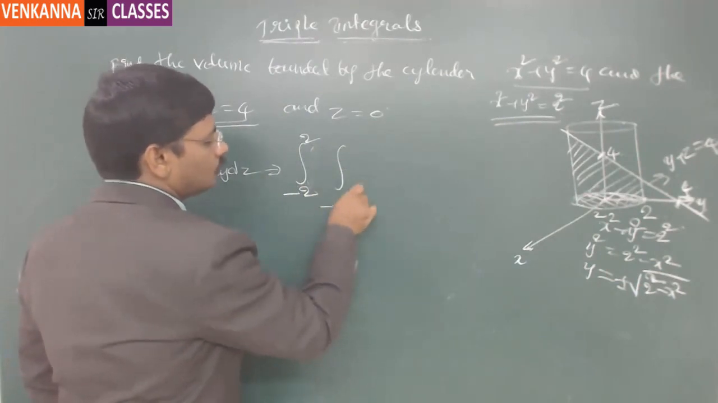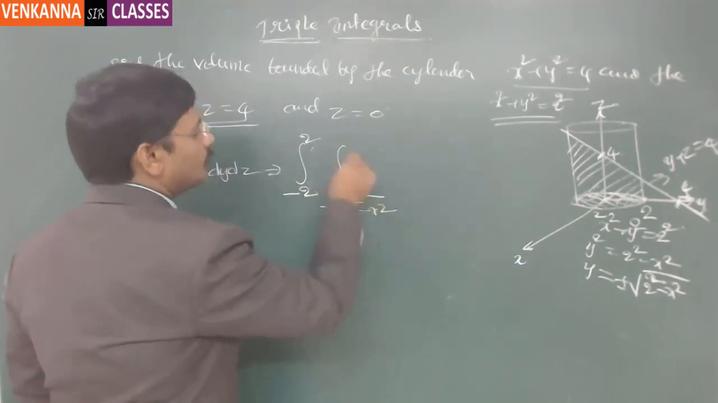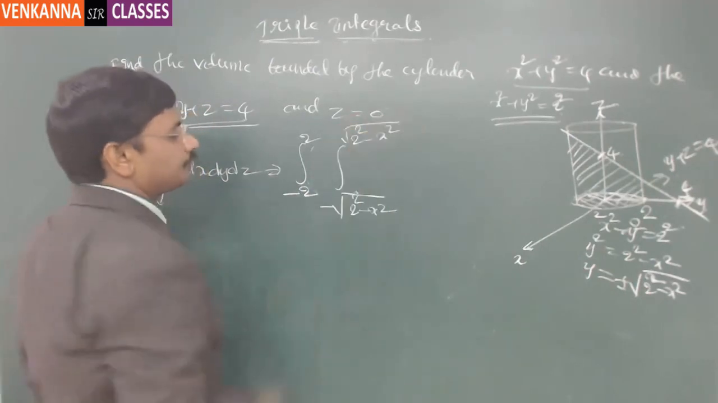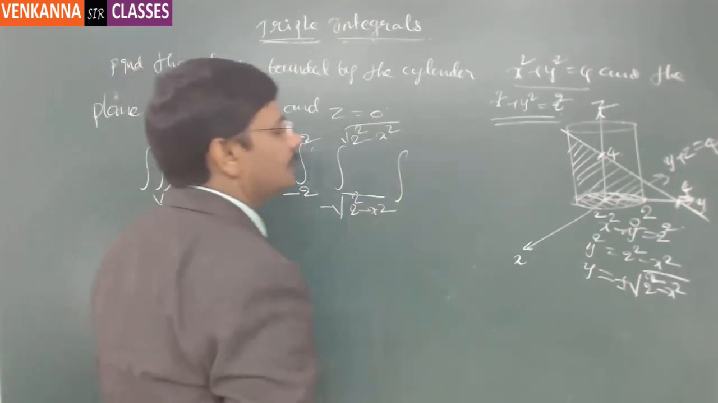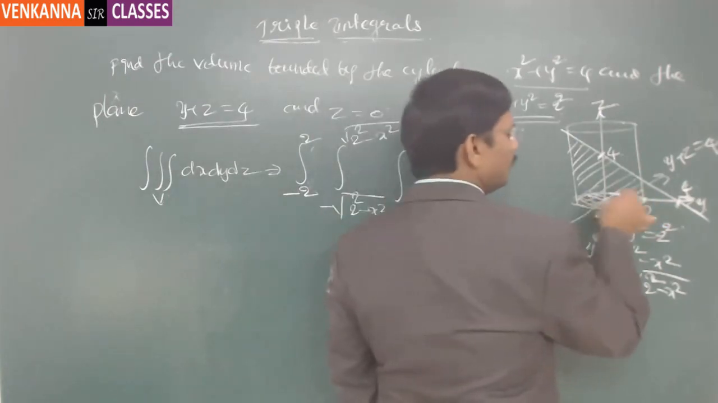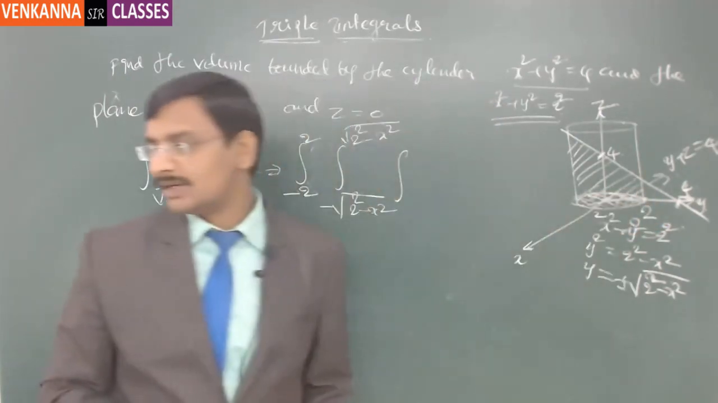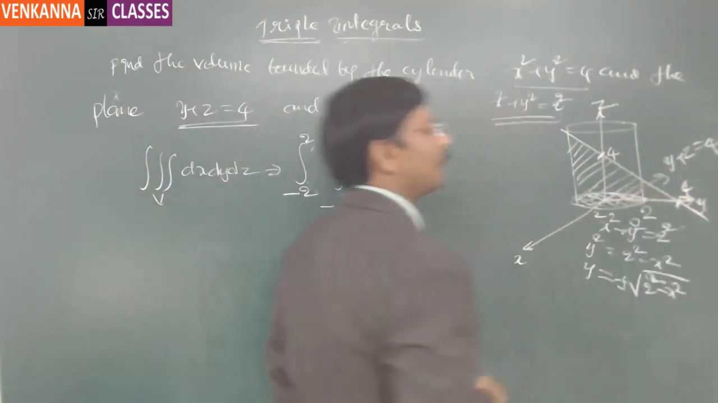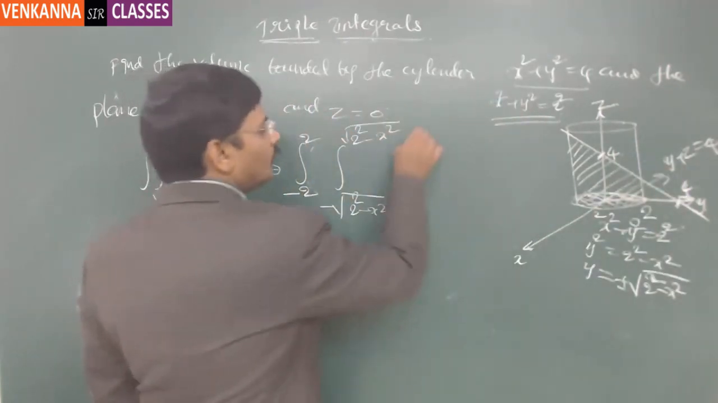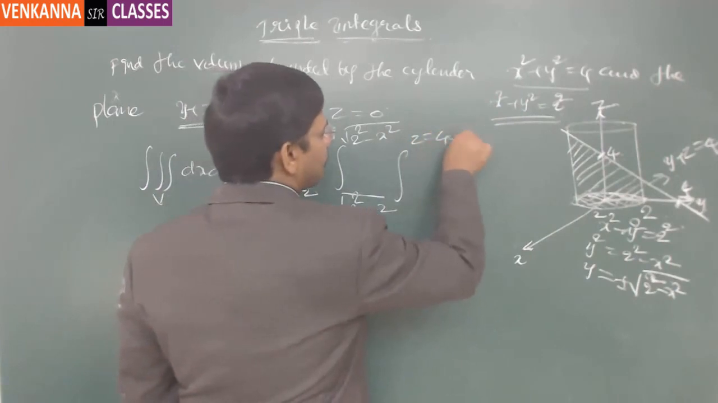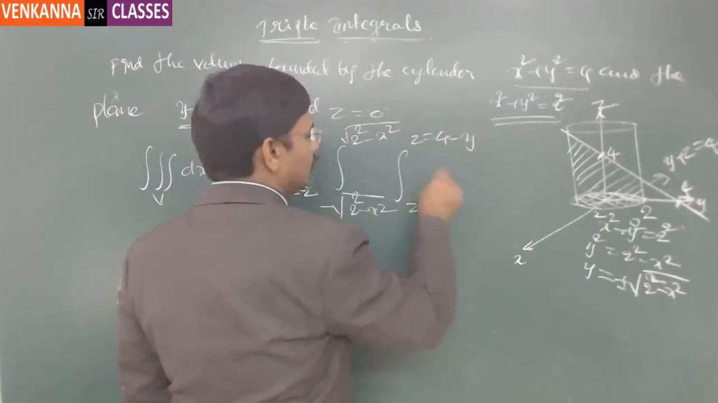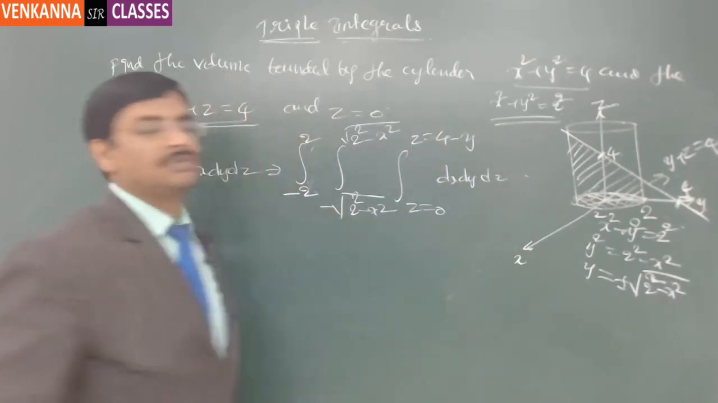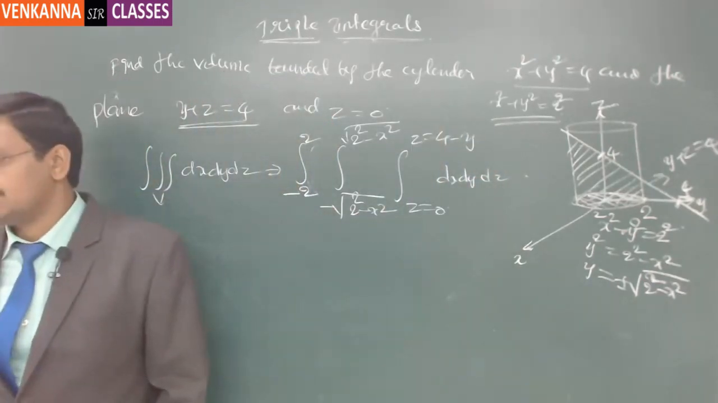The lower limit is minus square root of 2 square minus x square, and the upper limit is square root of 2 square minus x square. Then the z limits are from z is equal to 0, the plane where the cylinder starts, and the upper limit of z is the y plus z is equal to 4 plane, that is z equal to 4 minus y. Then dx, dy, dz. So this is the volume for which you need to be integrating.